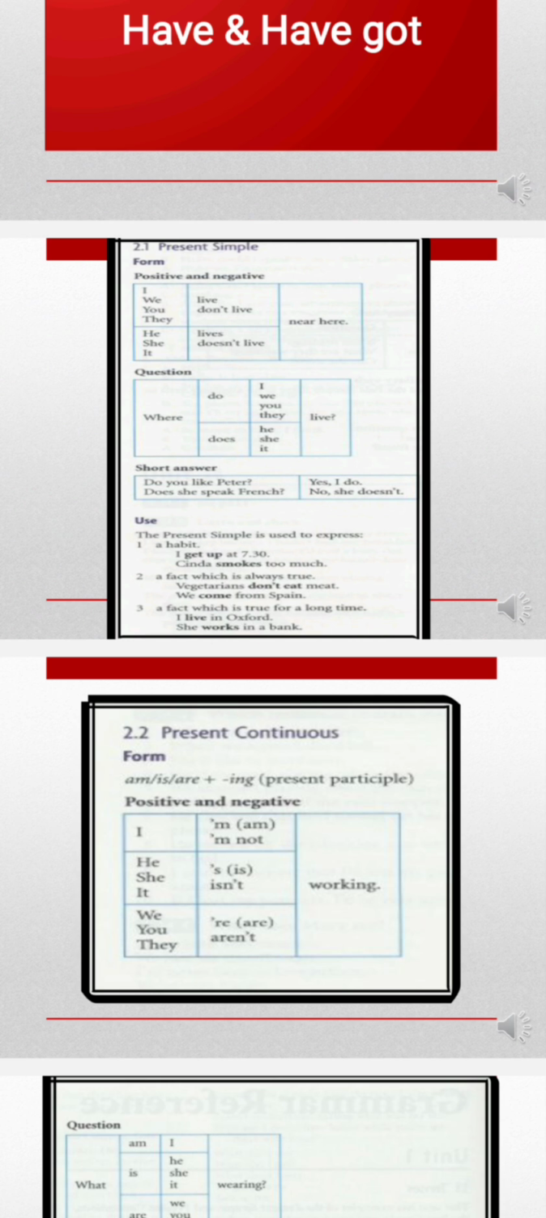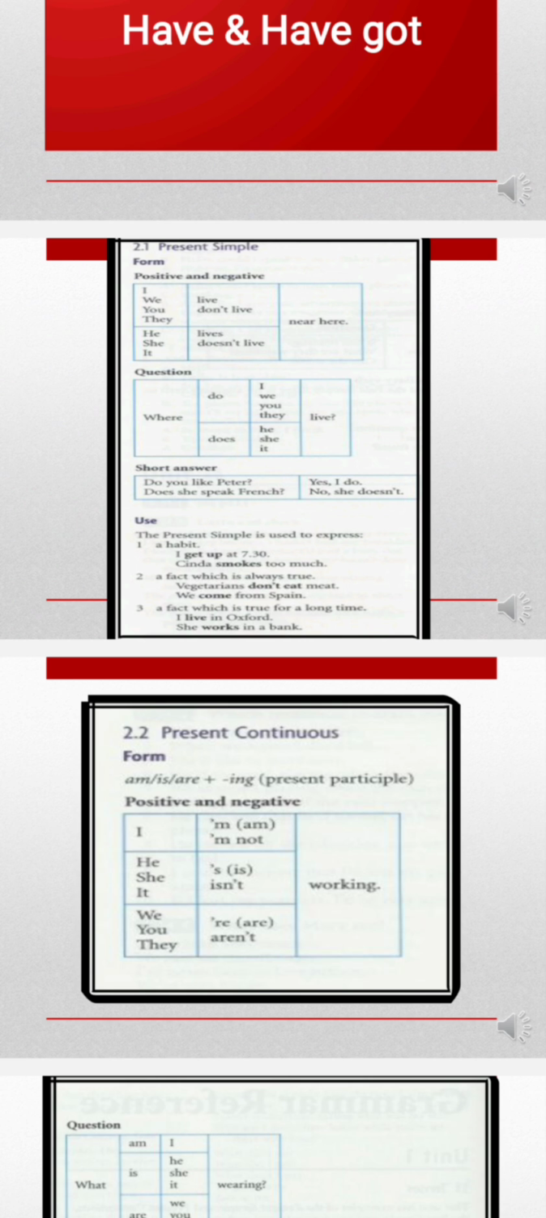Question. For example, where do I live? Where do we live? Where do you live? Where do they live? Where does he live? Where does she live? Where does it live?